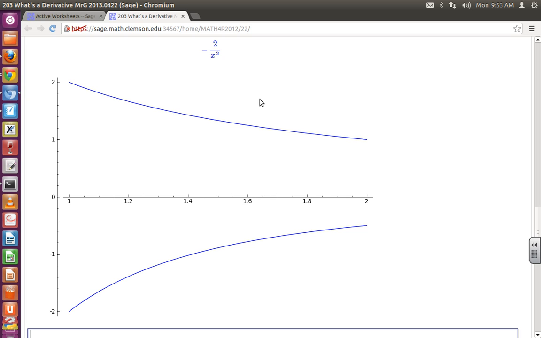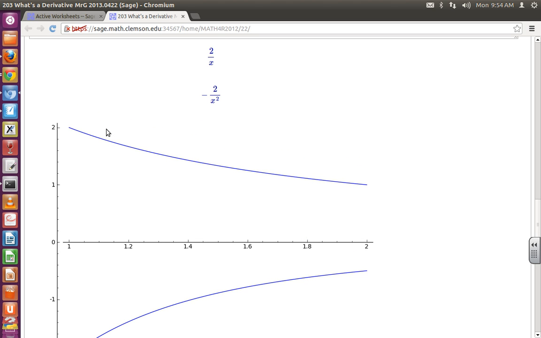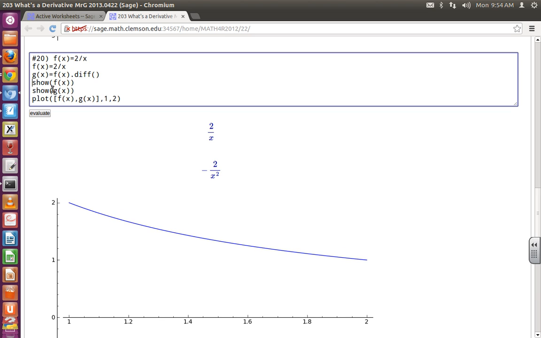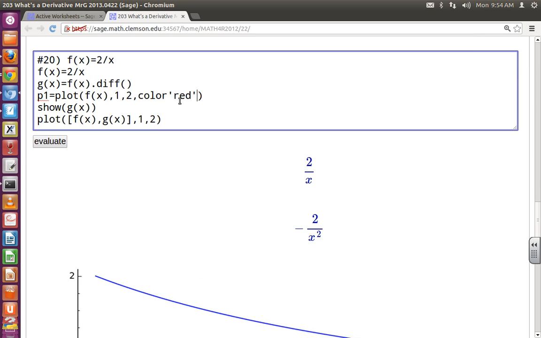Now, listen. How do I know which is which? I don't know which is 2 over x and which is negative 2 over x squared. How do I know? Maybe I should color code this. How about we say, instead of show, P1 equals plot of f of x from 1 to 2, but change its color to, I don't know, red. I'm trying to make this stand out so I know what it is.